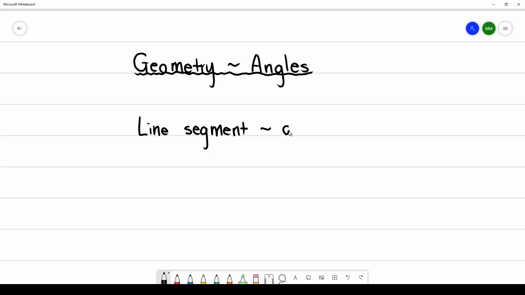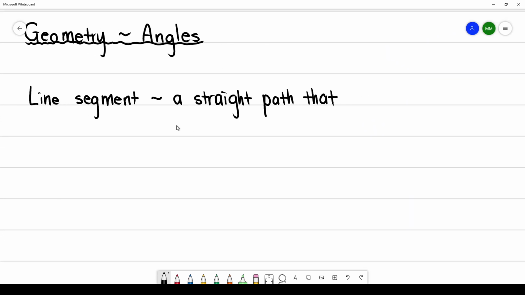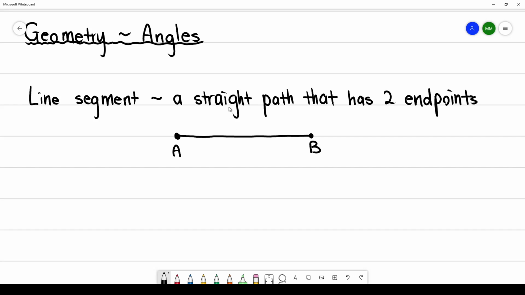So a line segment is essentially a straight path that has two endpoints. So if this point is A, we call it A, and then this point is B, then connect the dots, and that's a line segment. So we call that line segment AB.